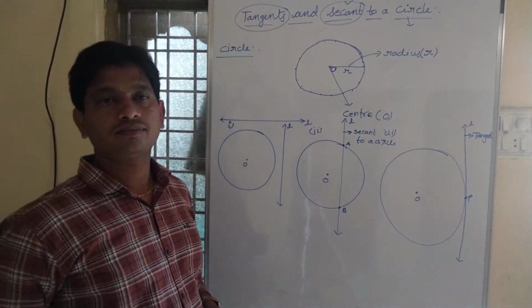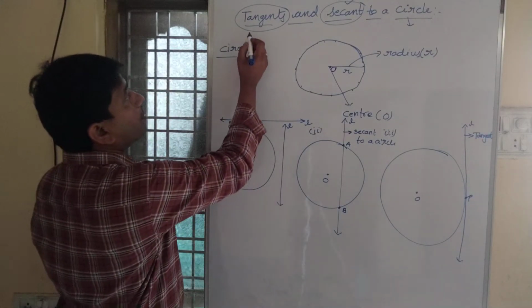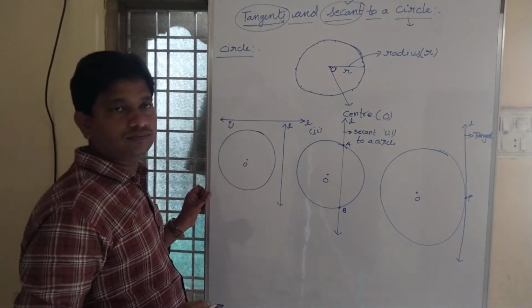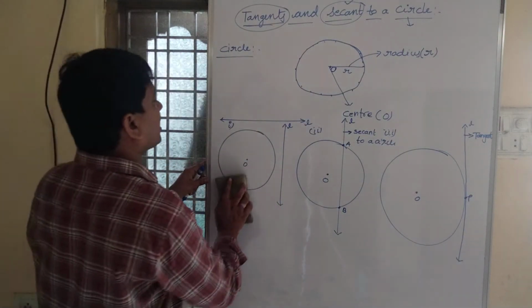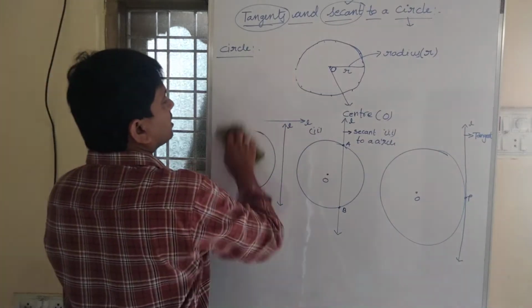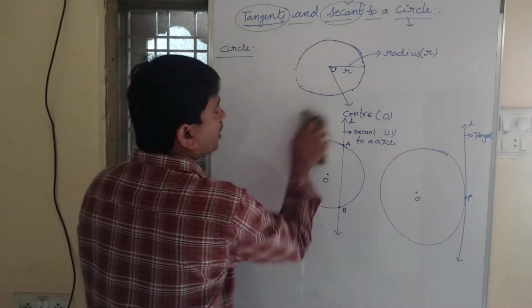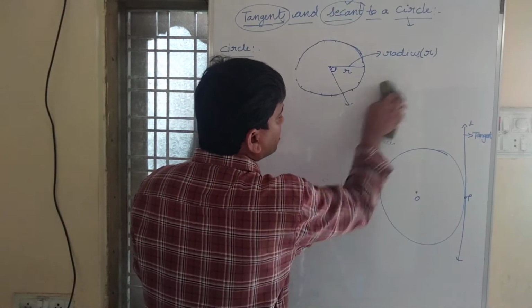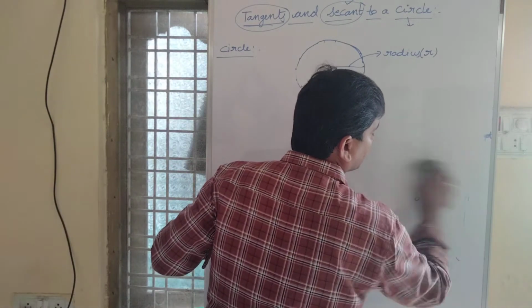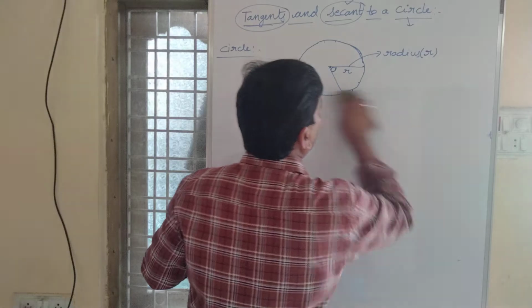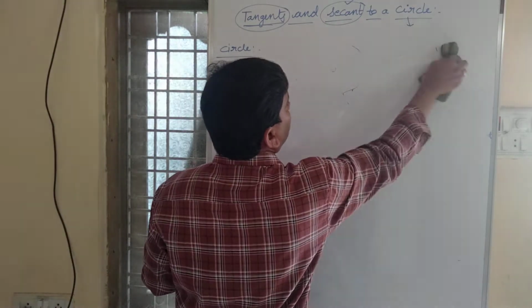Okay, so I hope the topic of tangents and secants to a circle is clear. Tangent in the sense that if a line touches the circle at only one point, that is said to be a tangent to a circle, and if a line touches the circle at two distinct points, that is said to be a secant to a circle.